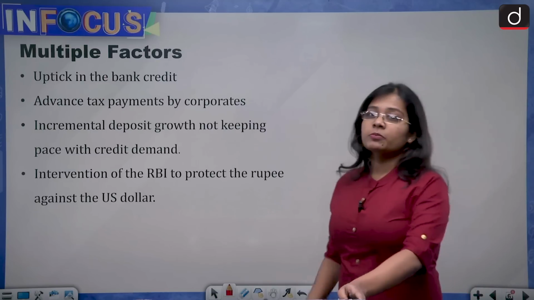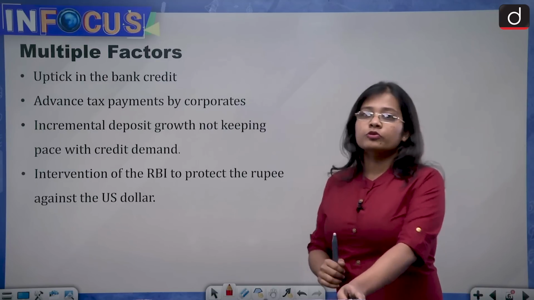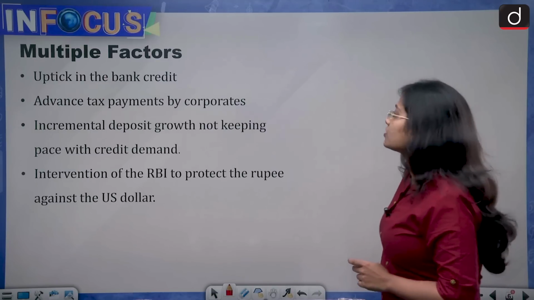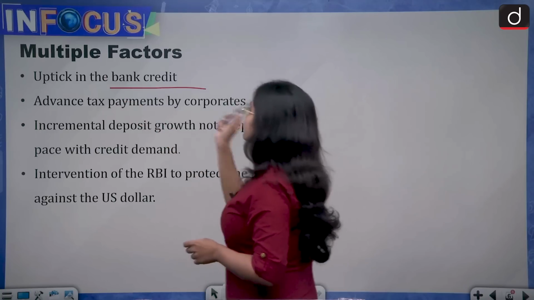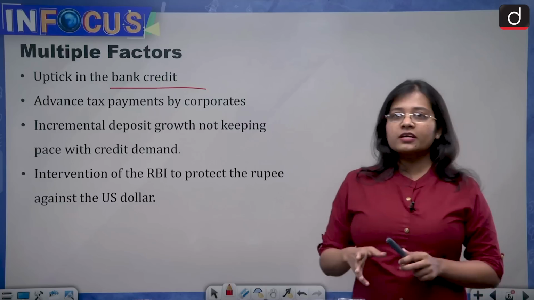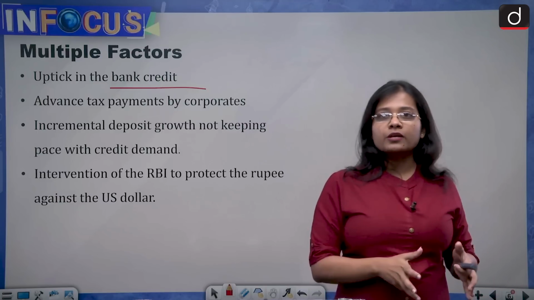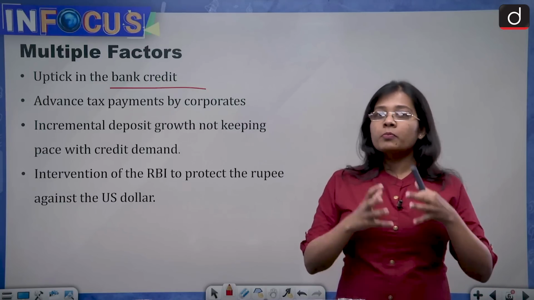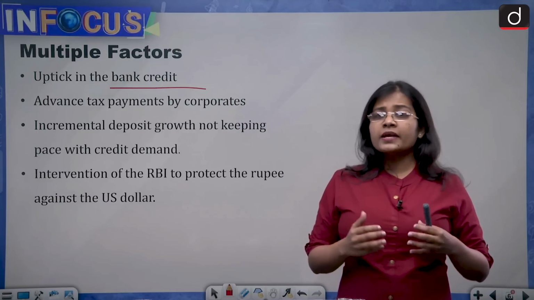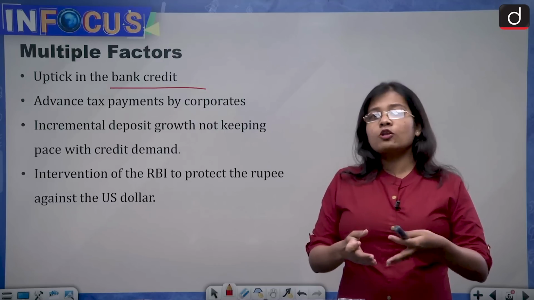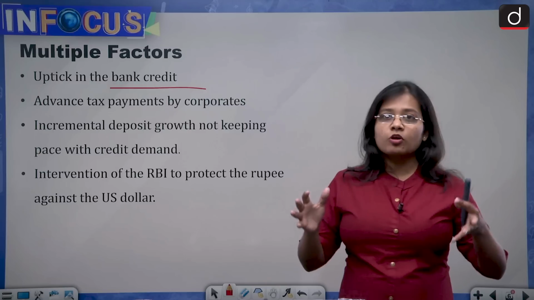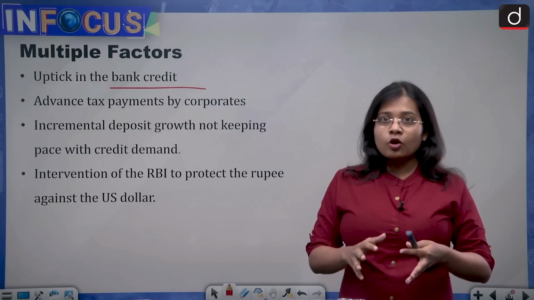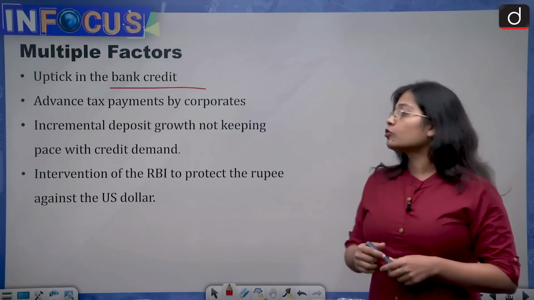So what are the multiple factors which have been attributed towards this deficit? First is uptick in the bank credit. So recently what we are seeing is that people are coming back to the banking system to borrow money from the bank, and the banks are also lending a lot of money to the people, because the economic conditions are becoming normal and are getting back on track.